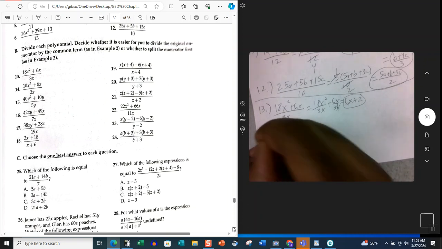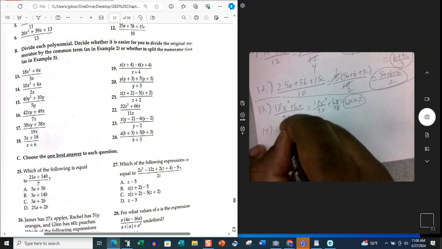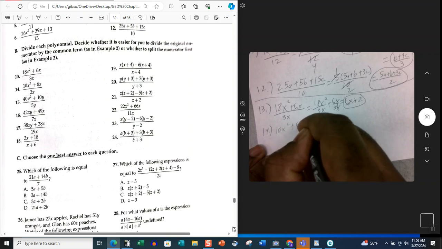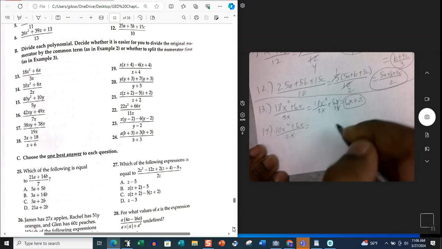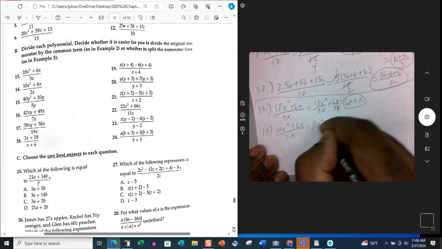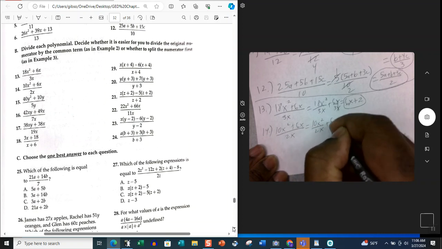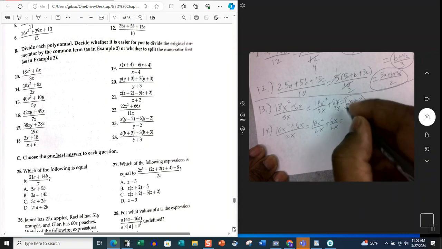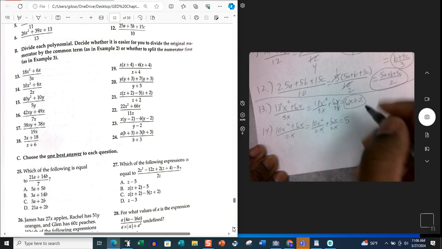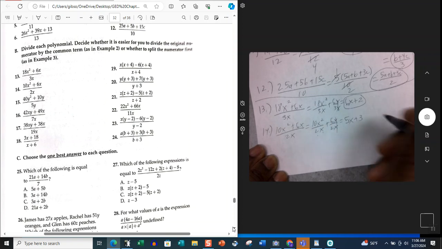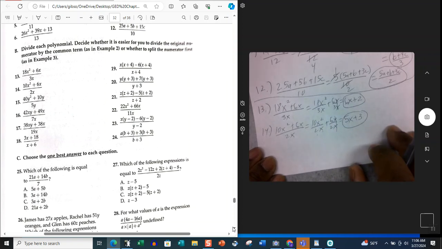Now 14, we had 10x squared plus 6x all over 2x. I would split that as well. 10x squared over 2x plus 6x over 2x. 10 divided by 2 is 5. X squared divided by x is x. Plus 6 divided by 2 is 3, and the x's simplify out. Now basically, 15, 16, and 17 are basically the same thing, but I'm going to do 17.